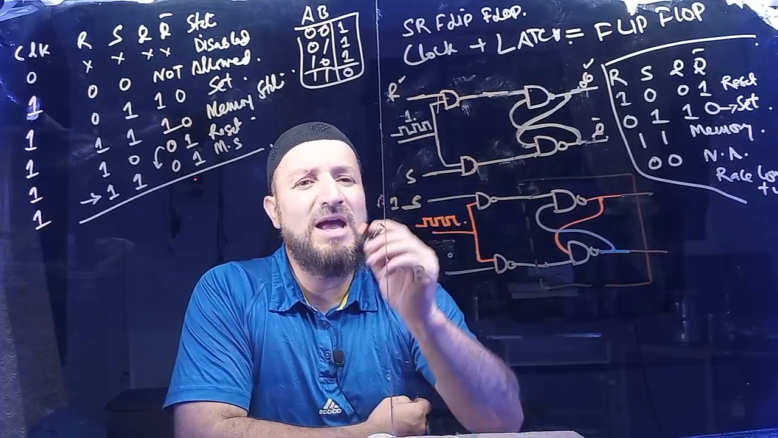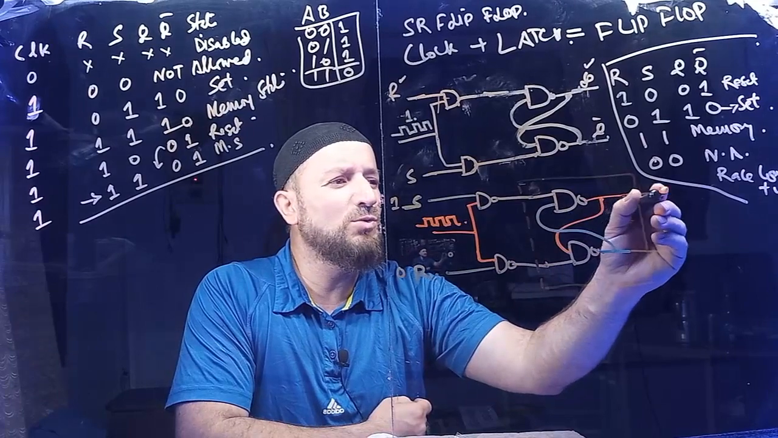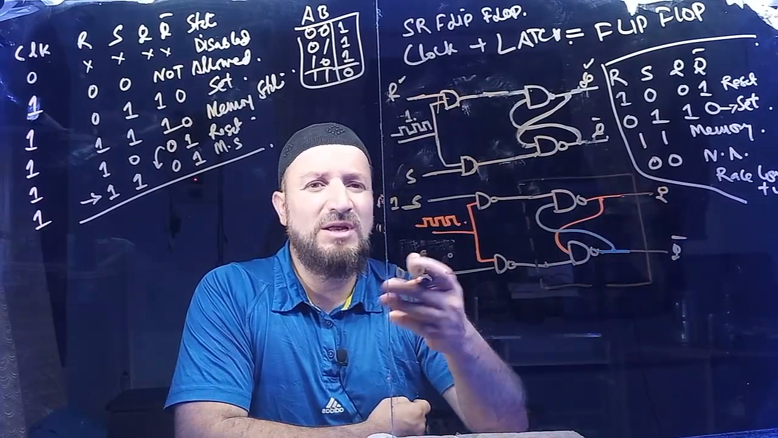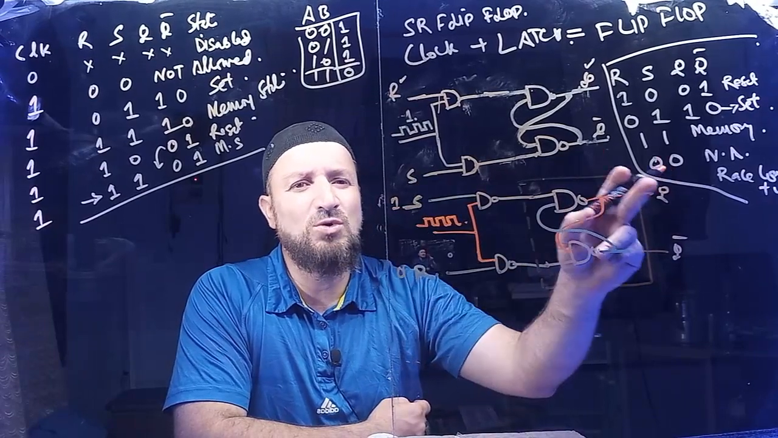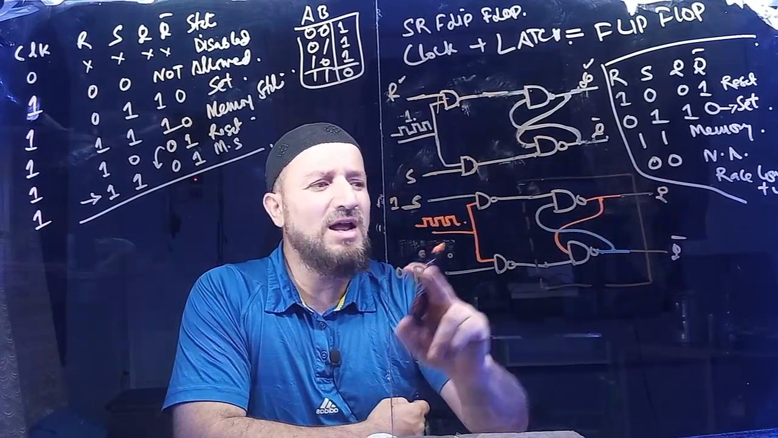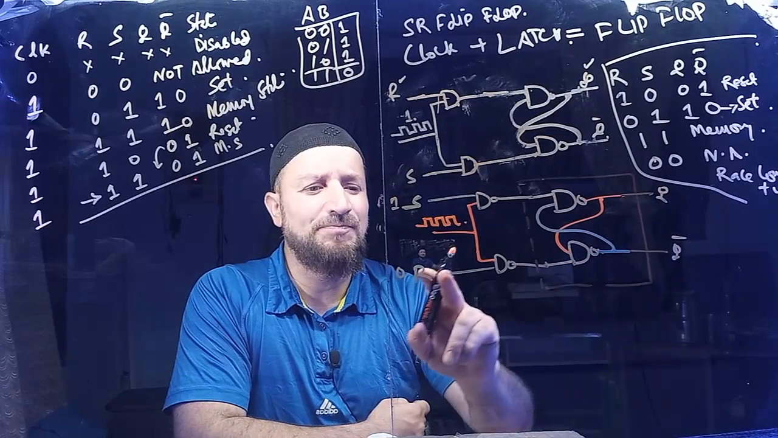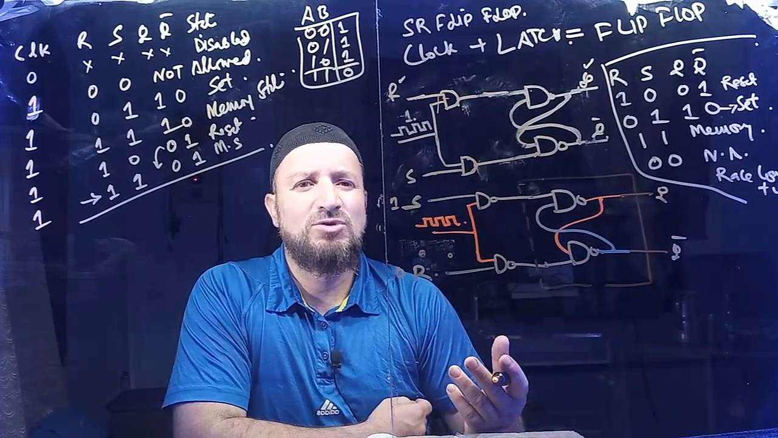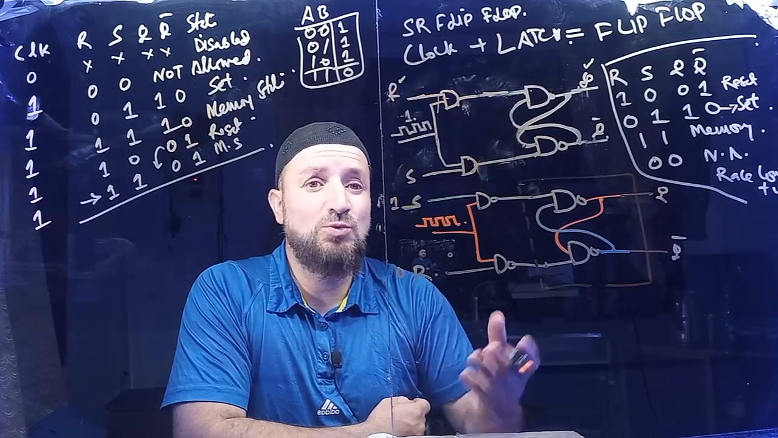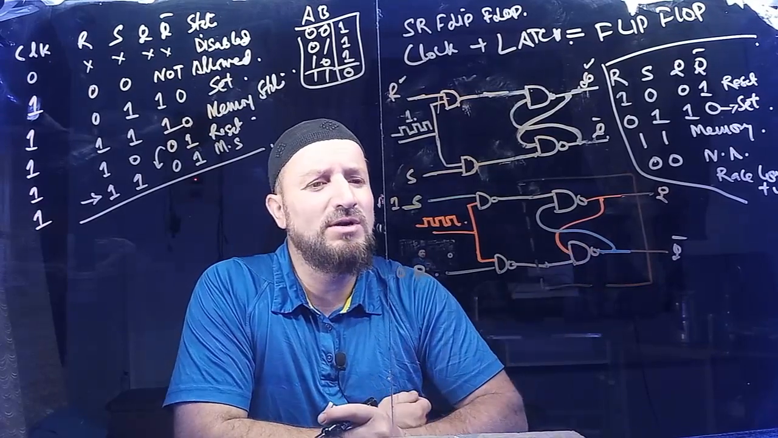Externally I'm putting S here, now in line with Q. It is making more sense, because S and Q, this is set and Q is for the set. This is R and Q complement is for the reset. They are in line now. It's making more sense to me, right? But it should work. Let us see, will it work or not?